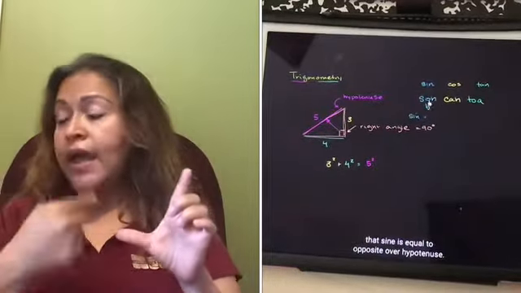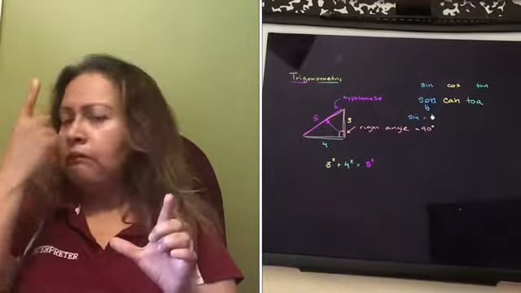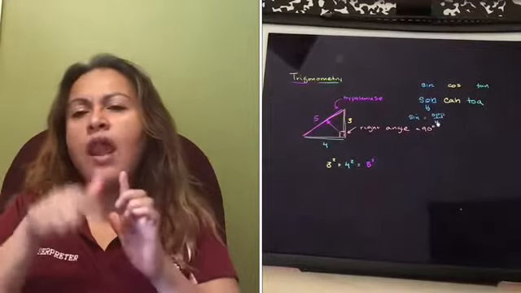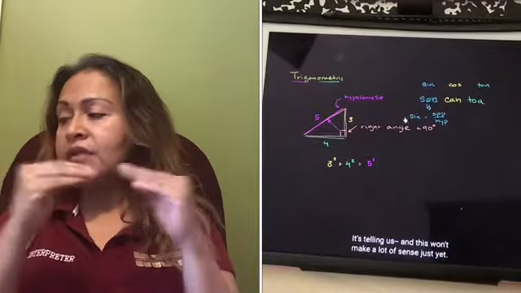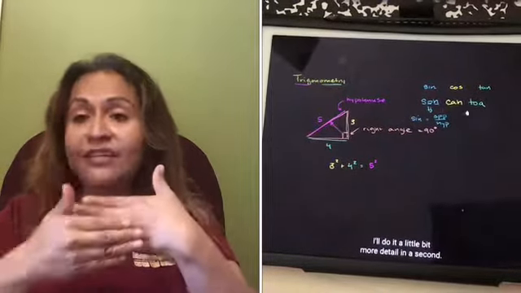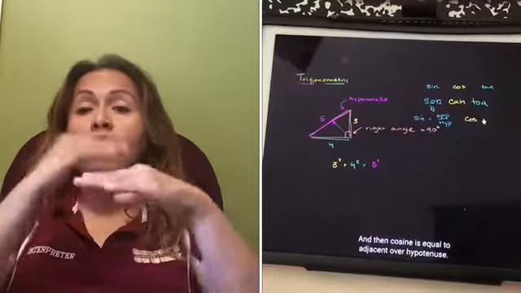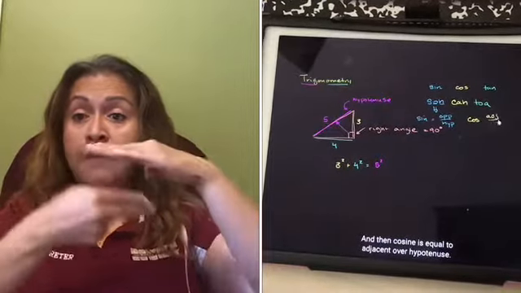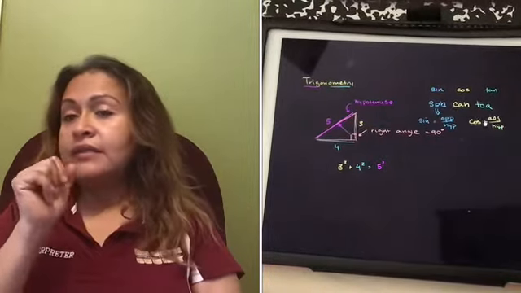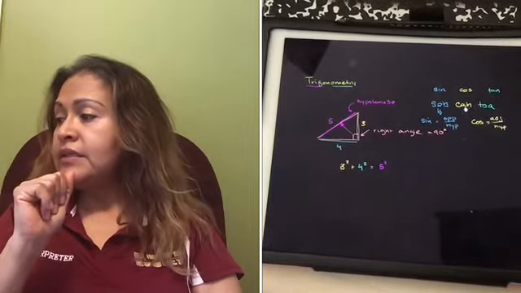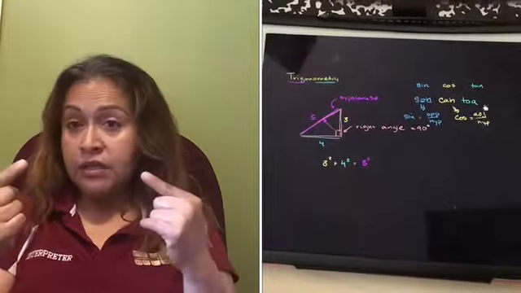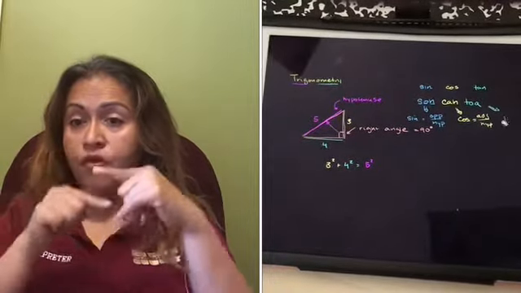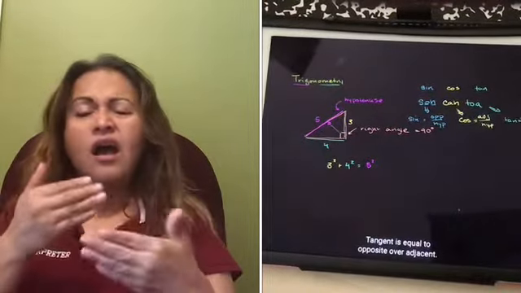This won't make a lot of sense just yet. I'll go into a little bit more detail in a second. And then cosine is equal to adjacent over hypotenuse. And then finally you have tangent. Tangent is equal to opposite over adjacent. So you're probably saying, hey Sal, what is all this opposite, hypotenuse, adjacent? What are we talking about?